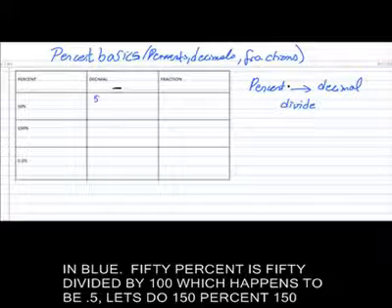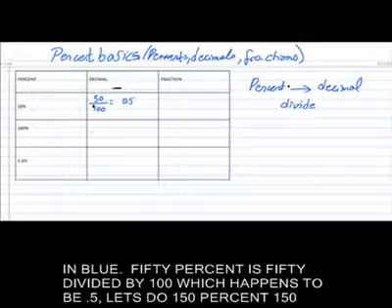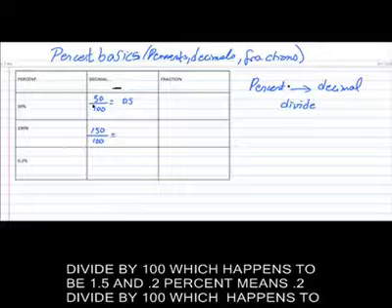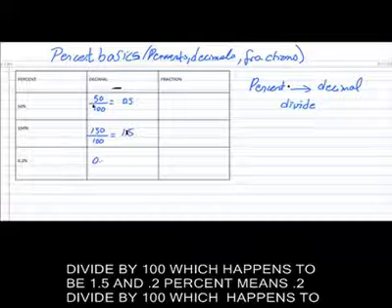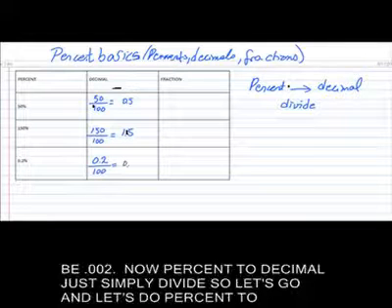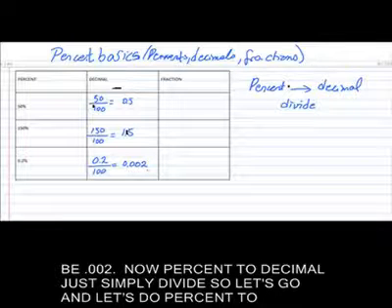50% is 50 divided by 100, which happens to be 0.5. Let's do 150%. 150 divided by 100, which happens to be 1.5. And 0.2% means 0.2 divided by 100, which happens to be 0.002. Now, percent to decimal is just simply divide.